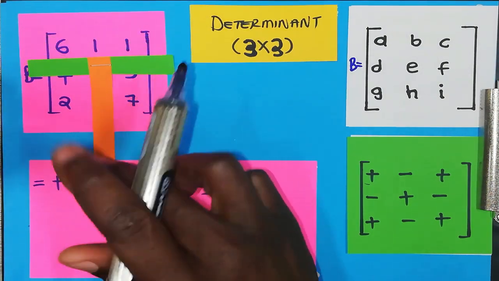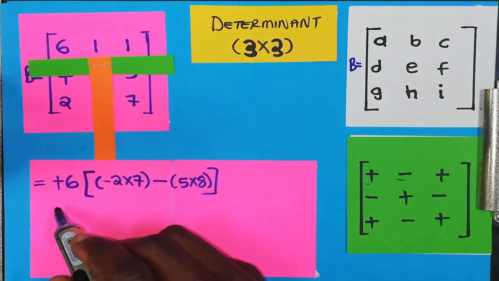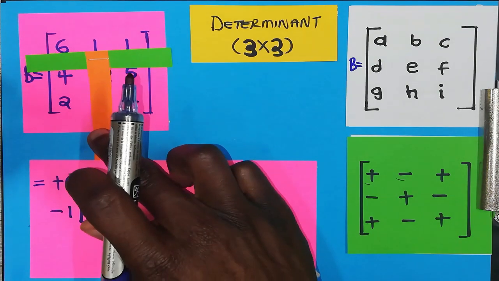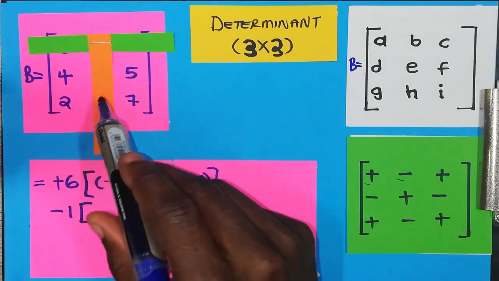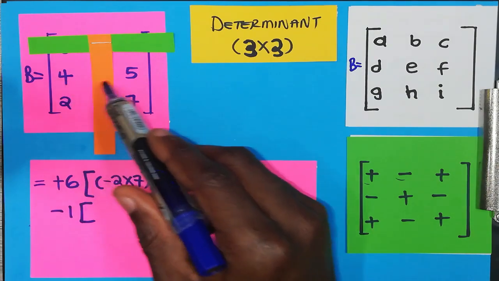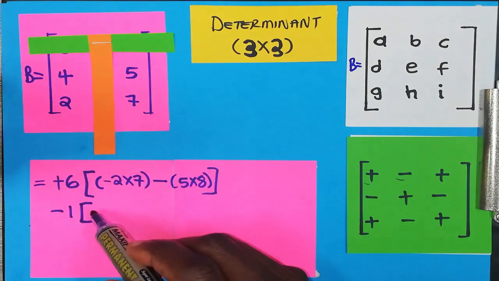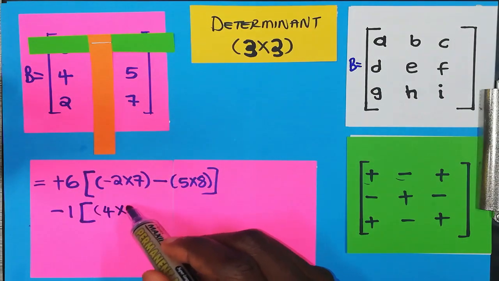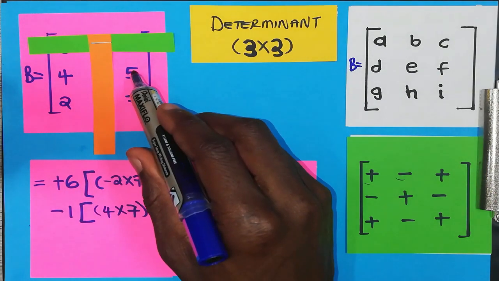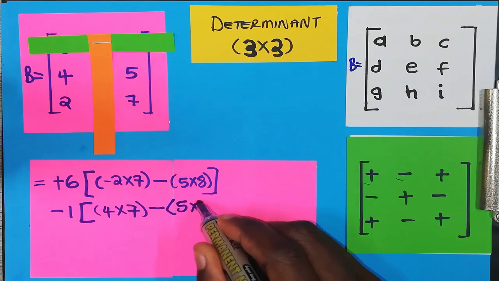For the second part, we have 1, and 1 is negative. So I write 1 and open a bracket. I have a 2x2 matrix here, so let me get its determinant. It's 4 multiplied by 7, subtract 5 multiplied by 2.